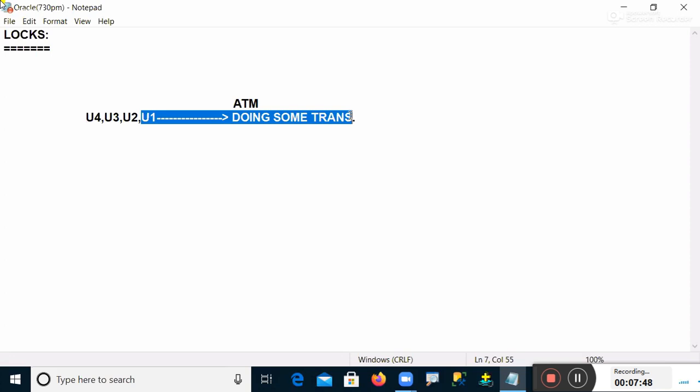The remaining users are in a waiting position. Up to how much time are they waiting? They wait until user 1's transaction is either successfully completed or cancelled. That means user 1 should take a decision: either you want to go okay or cancel.